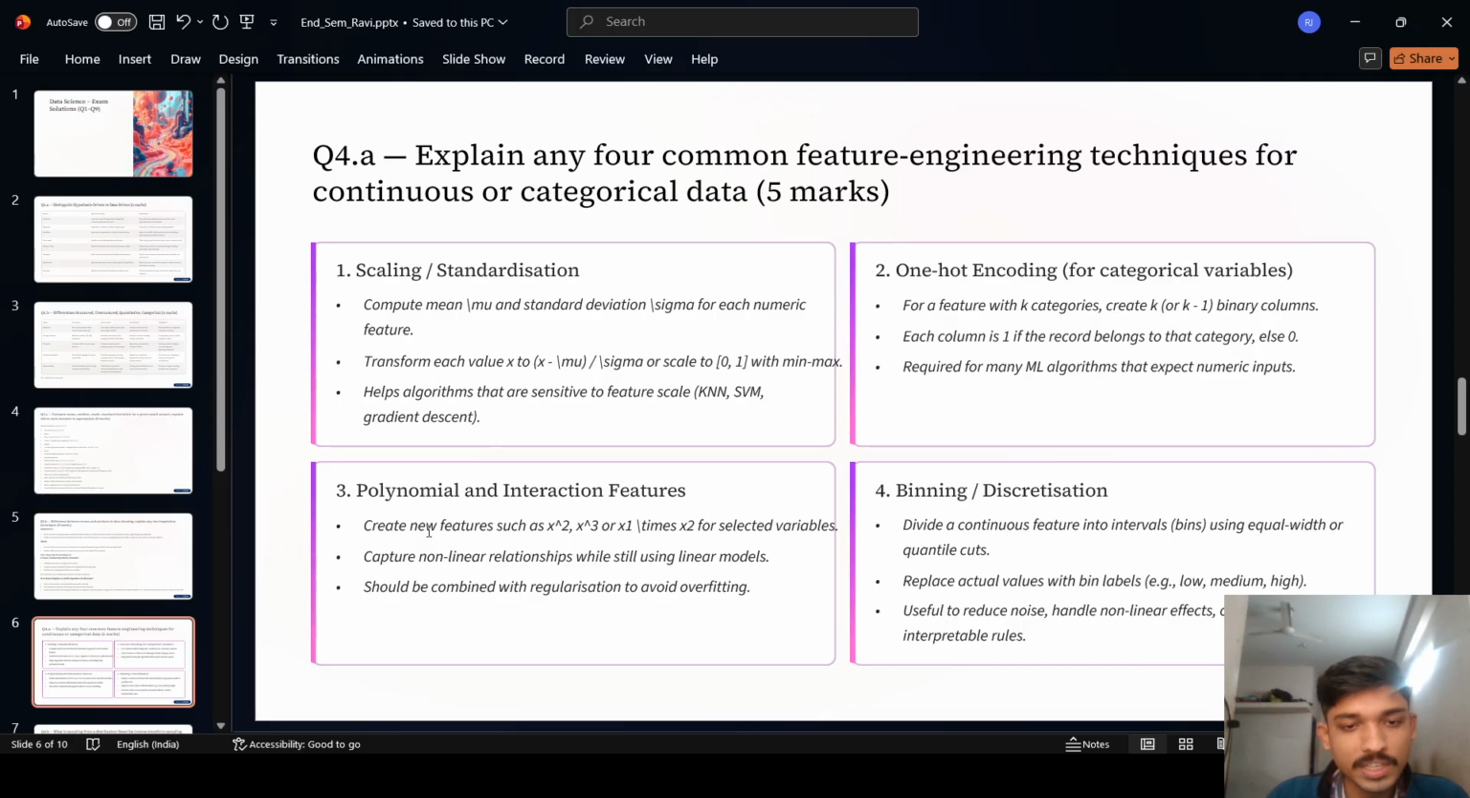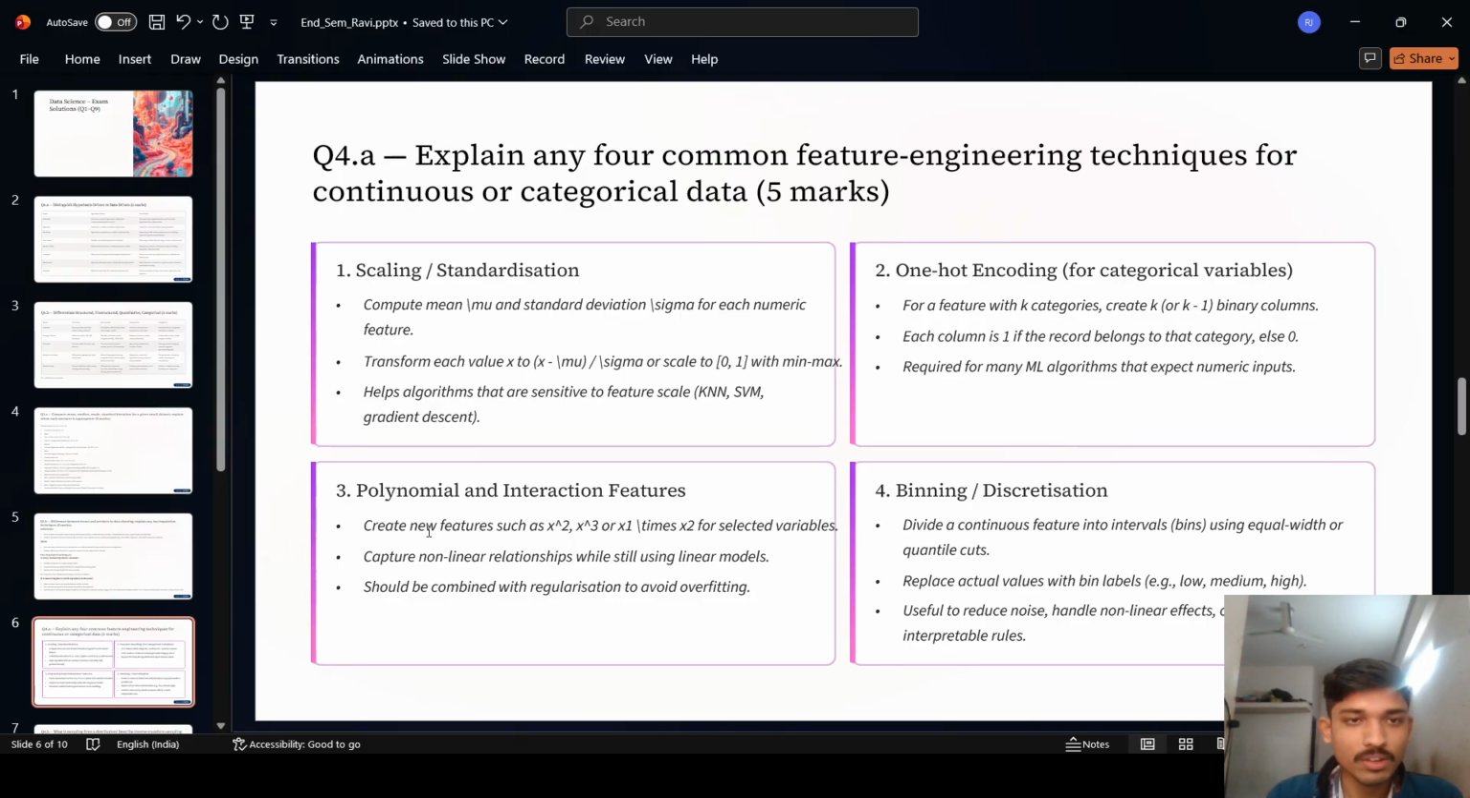Capture non-linear relationships while still using a linear model. Should be combined with regularization to avoid overfitting. And the fourth one is binning, also known as discretization, which divides continuous features into intervals, or bins, using equal width or quantile cuts. Replace actual values with bin levels, for example low, medium, high. Used to reduce noise, handle non-linear effects, or build interpretable rules.